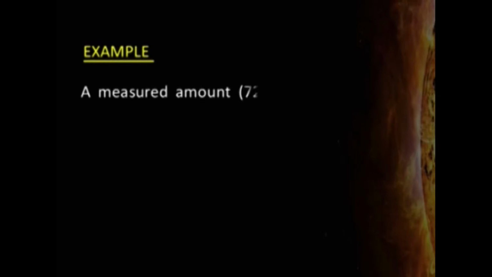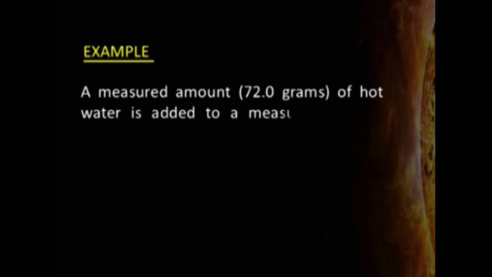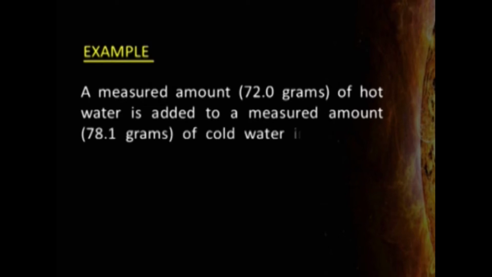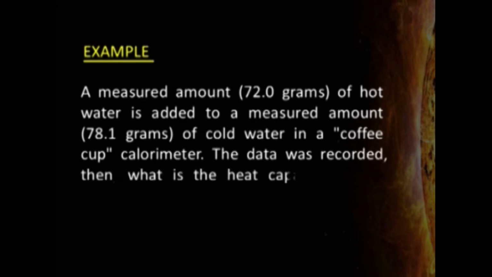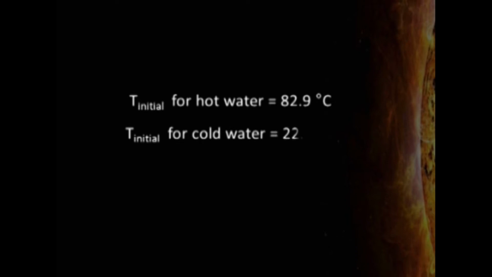A measured amount, say 72 grams, of hot water is added to a measured amount, say 78.1 grams, of cold water in a coffee cup calorimeter. The data was recorded. Then what is the heat capacity of the calorimeter? The recorded data: initial temperature for hot water is 82.9 degrees Celsius, initial temperature for cold water is 22.0 degrees Celsius, and final temperature for the mixture of water is 44.1 degrees Celsius.